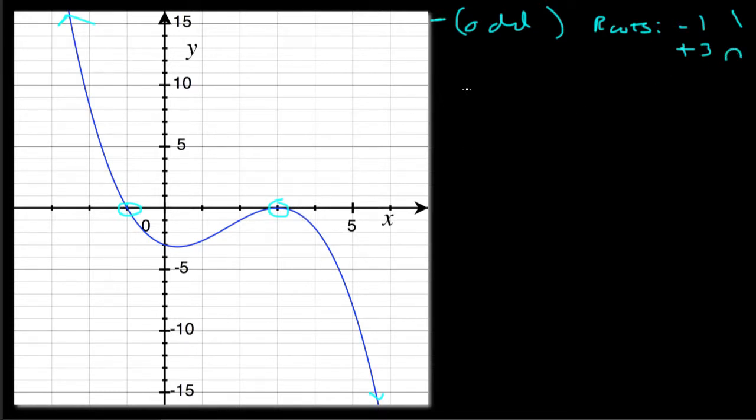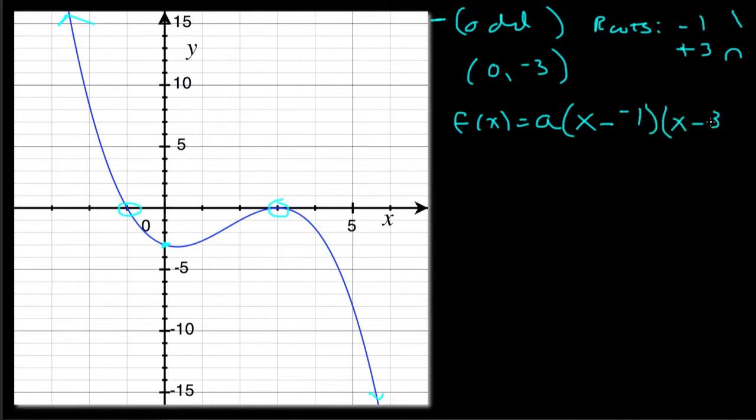My y-intercept is also 0, negative 3. So when I start building my function, I'll start with the roots. F of x is some sort of a coefficient, x minus the first root, negative 1, times x minus the second root, positive 3. I need the behavior near the first root to be linear, so I'm okay with that exponent being 1, and the behavior near the second root to be a parabola, raising to an even power.